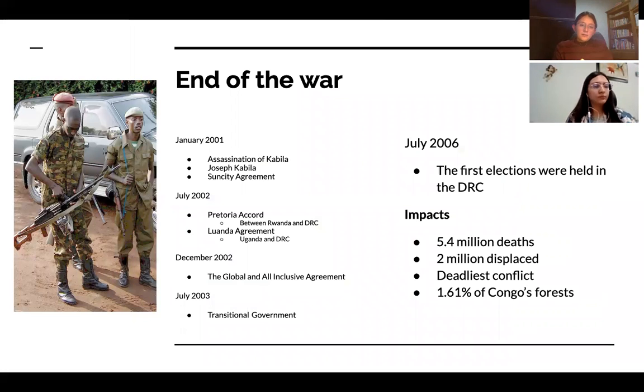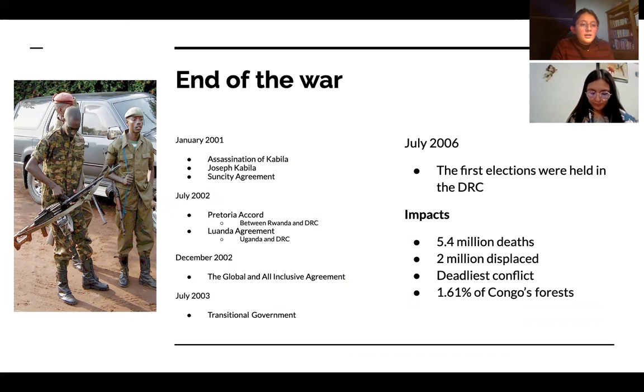And heading to the end of the war, one of the most important parts of the end of the war was the assassination of Laurent Desire Kabila. He was shot and killed at the presidential palace in Kinshasa. And his son, Joseph Kabila, becomes president.